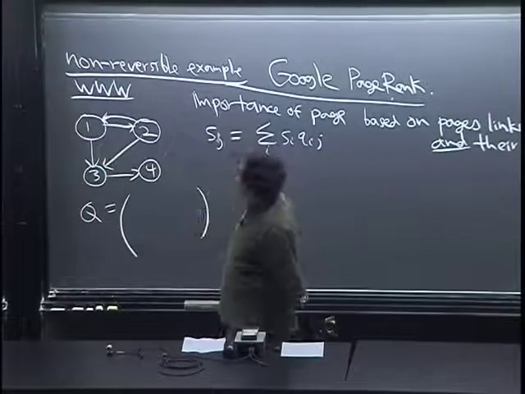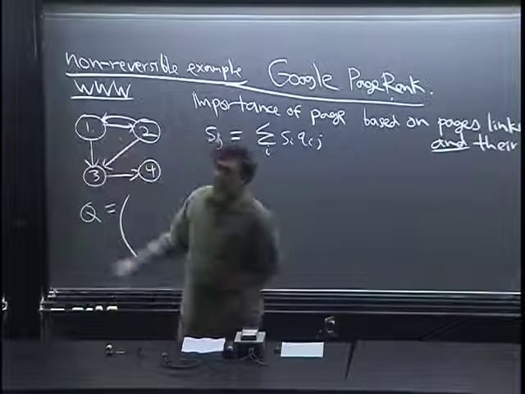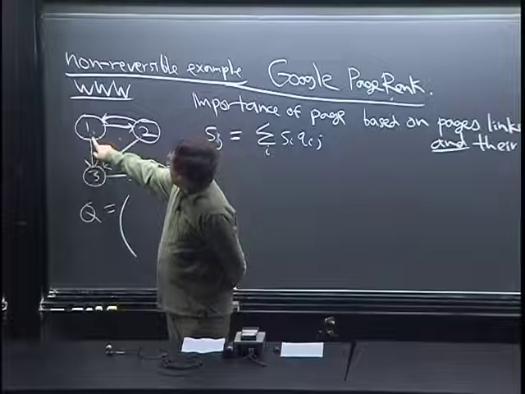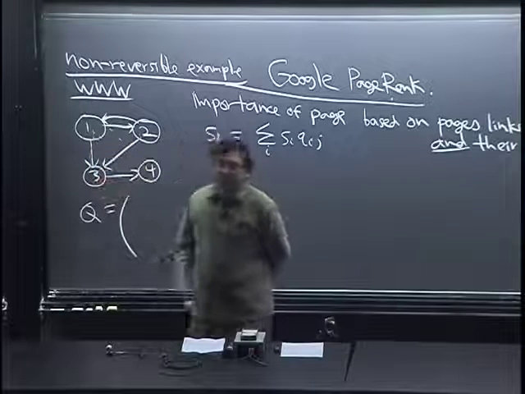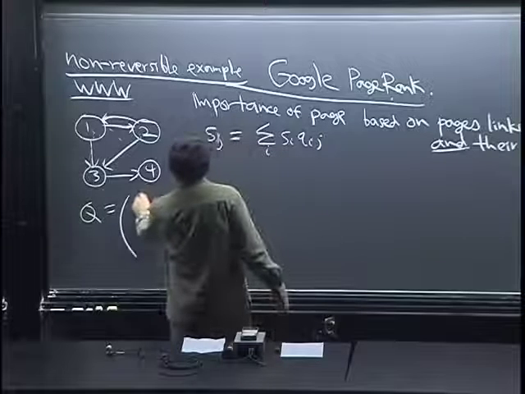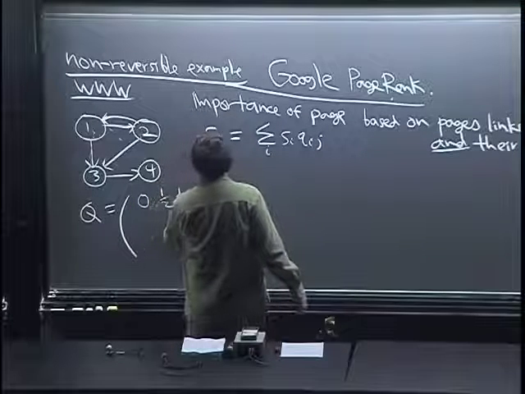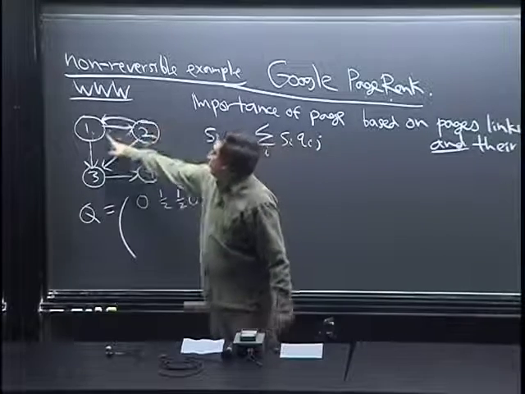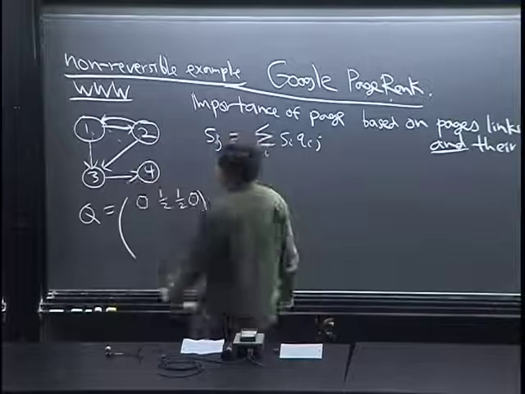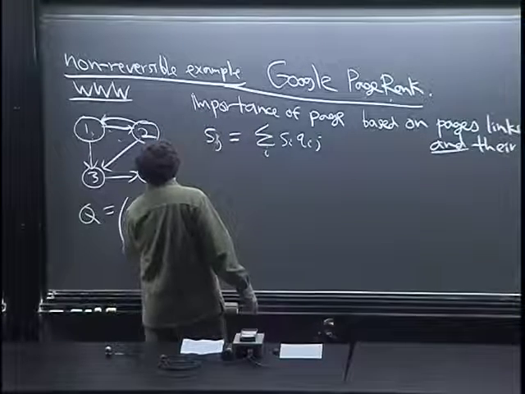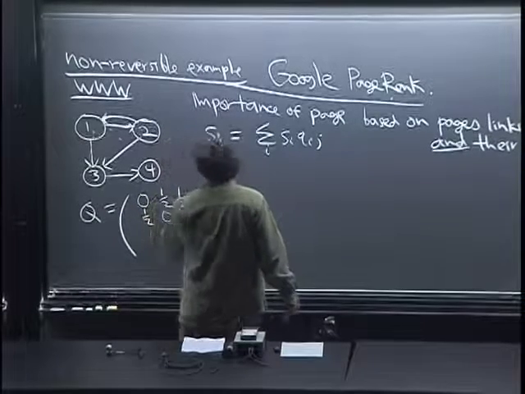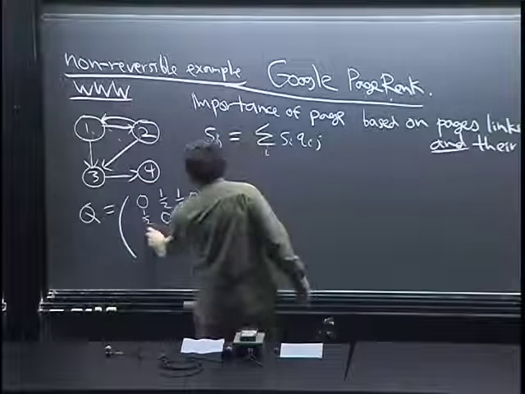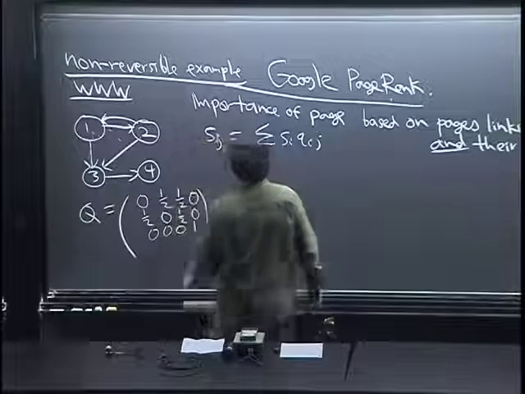If we think of a Markov chain where we're just randomly following links, in this example I made up, from page 1, you can go to page 2 or page 3, assume equal probabilities. So we would do 0, 1/2, 1/2, 0. From page 2, you can go to page 1 or to page 3. So 1/2, 0, 1/2, 0. From page 3, you can only go to page 4. So that's just going to be 0, 0, 0, 1.